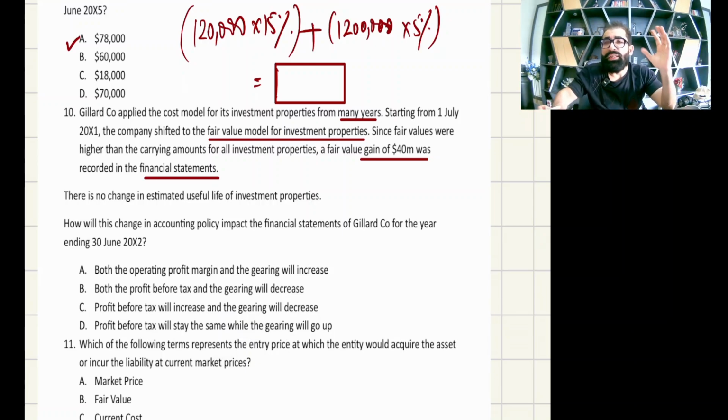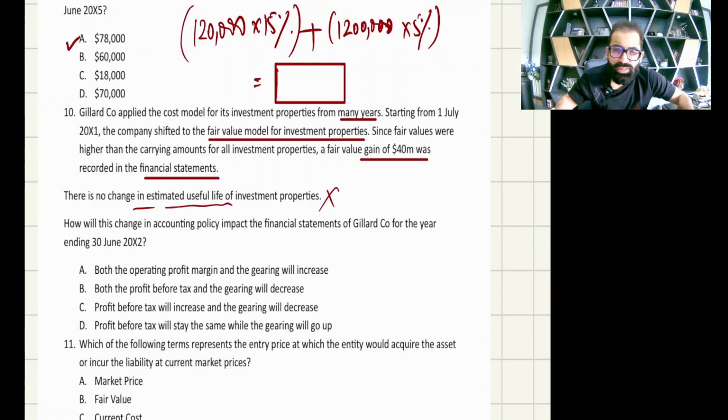And you know, in fair value model, upward gains are directly reported in P&L. So this 40 million is your gain. This 40 million gain will go in the P&L. So your profits will go up. Okay. There is no change in life. This is a useless thing because now there is no depreciation. Once you are using fair value model in IAS 40, now you don't need to book any depreciation.